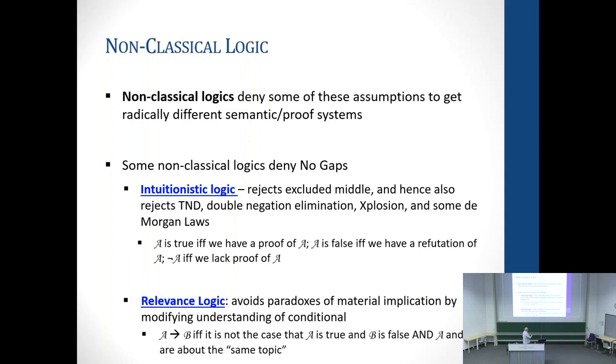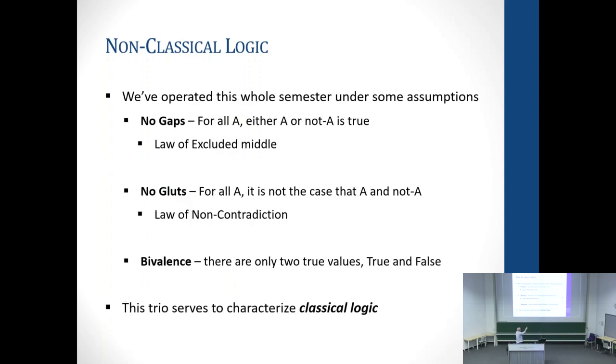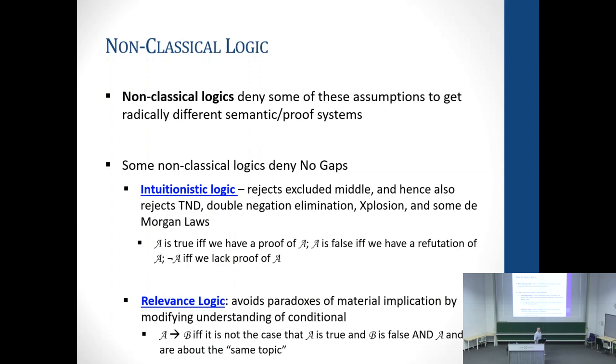The first family of non-classical logic systems we can think of are ones that deny no gaps. So again, to go back a slide, that's the idea that for every sentence, either it or its negation is true. There's several ways to deny this idea of no gaps. One way, and probably the most fruitful, and also a very Dutch way, is intuitionistic logic. This was developed very broadly by a Dutch mathematician, Brouwer. Brouwer was very interested in constructivist theories of mathematics, where things would only be true if you have a proof for them.